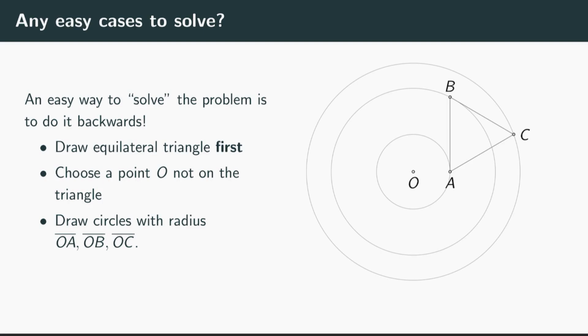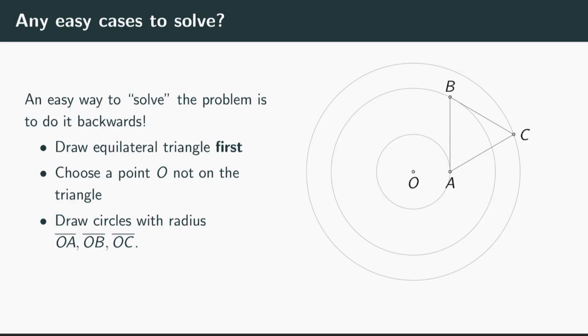Okay, so here, for instance, I constructed this equilateral triangle ABC. And I chose some point O that's not on the triangle, and then I drew the circles. So in this example, I chose my point O over here, and then I drew the circle centered at O that went through A, the circle centered at O that went through B, and the circle centered at O that went through C. So this is a configuration that solves my problem. Right? If you'd given me these 3 concentric circles, then I could put ABC on top of it after the fact. And so that's kind of cheating.